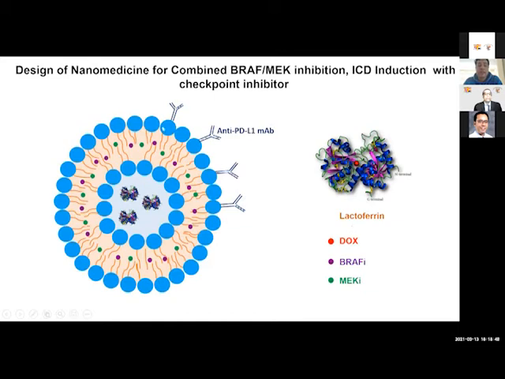Then we have modified the surface of these liposomes with anti-PD-L1 monoclonal antibody. This antibody here acts as both a targeting ligand to cancer cells that can overexpress this protein, and also it helps in internalization of liposomes into cancer cells to release those drugs that inhibit the mutated enzyme BRAF. It will also block the interaction between PD-1 and PD-L1, resulting in activation of T cells.